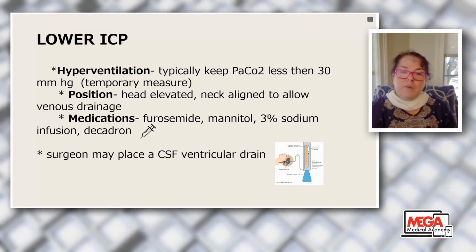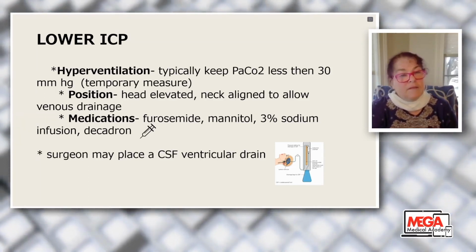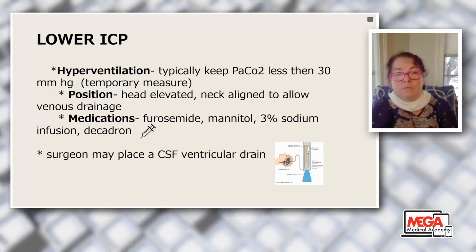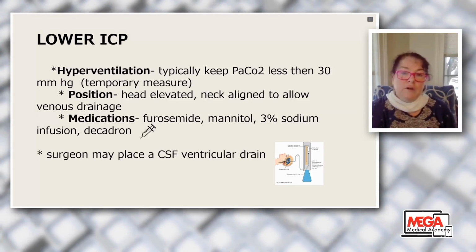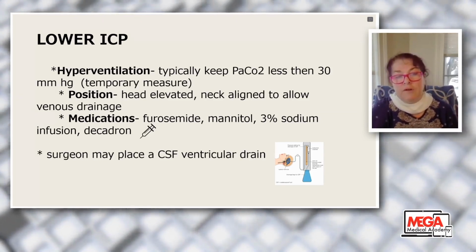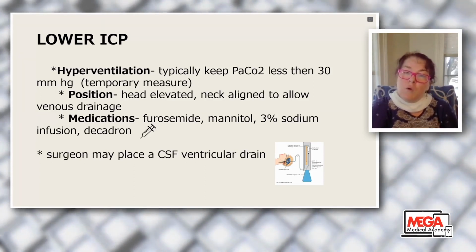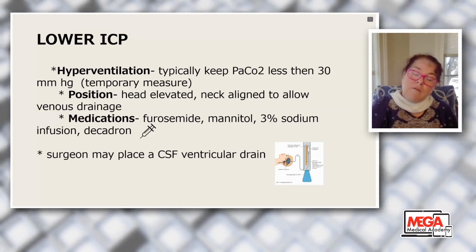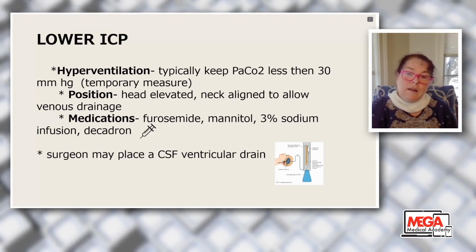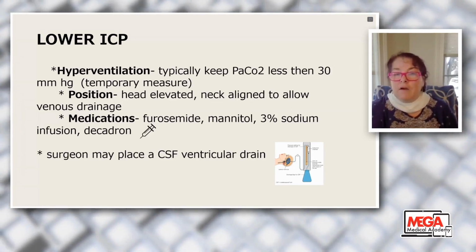And usually you get your PCO2 less than 30, is what we shoot for. This is a temporary measure. After 6 to 8 hours, our acid buffer system will revert and change the CO2 back to a normal level. So you can't do this forever. It's very temporary. The next thing is positioning. You're going to want to elevate the head of the bed. That maximizes venous drainage. You're also going to want to keep their head and neck in alignment, so you're not kinking off any of the veins in the neck.